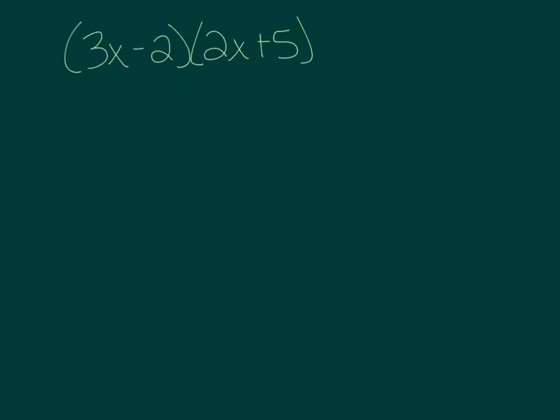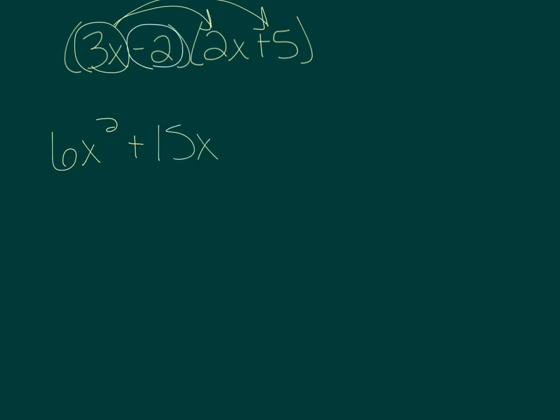This next situation is multiplying two binomials. This one has two terms, this one has two terms. We're going to spend a lot of time with this later, but it's the same idea. We're going to take this 3x, we're going to distribute it. 3x times 2x is 6x squared. 3x times 5 is 15x.